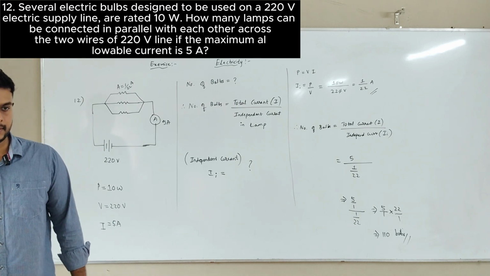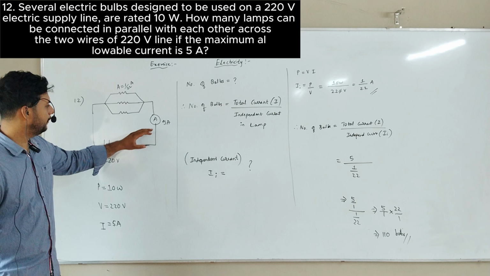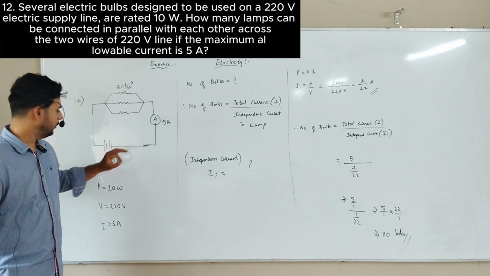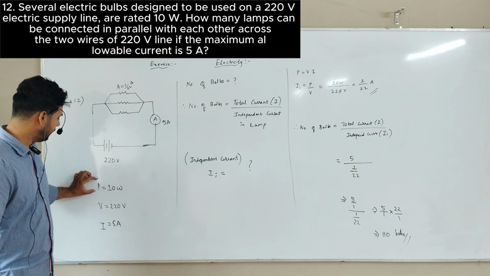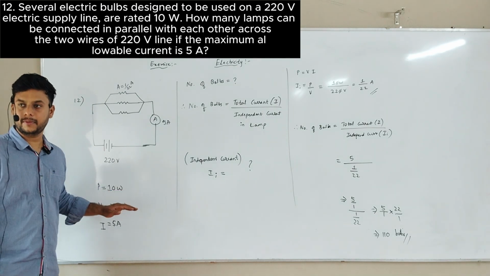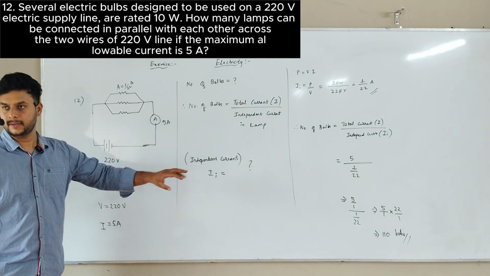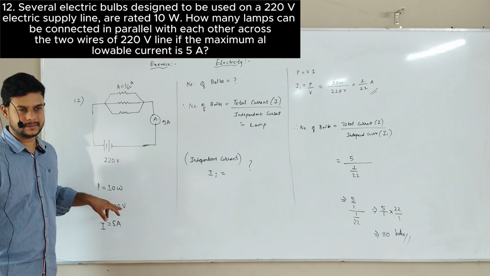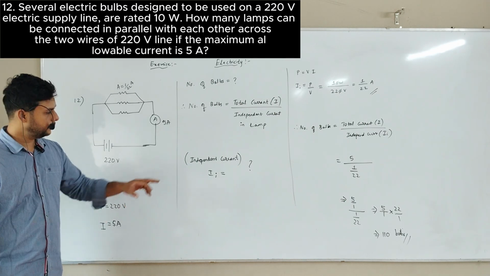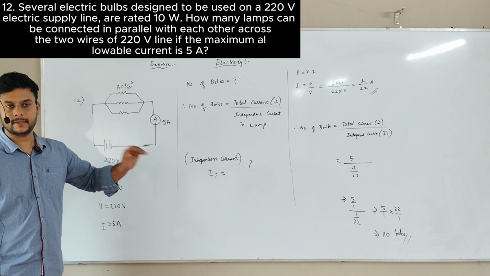Any doubts? So once again I will tell you, current 5 ampere is there, and the voltage source is 220 volt. Power is 10 watt of each bulb. Note that if you increase the power, this many bulbs won't fit. You can see power it's consuming very less, just 10 watt. So 110 bulbs are there.